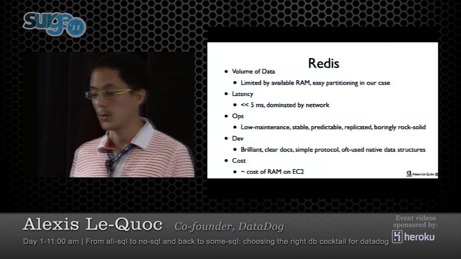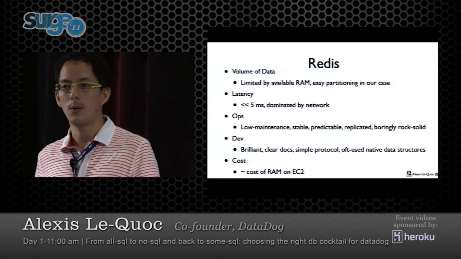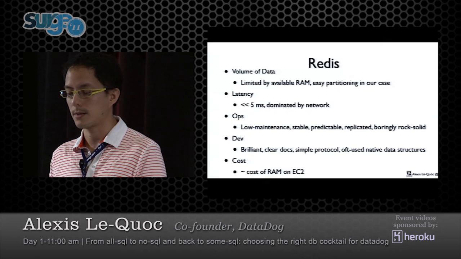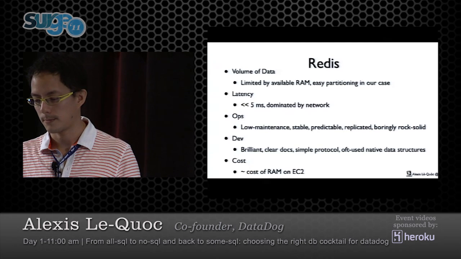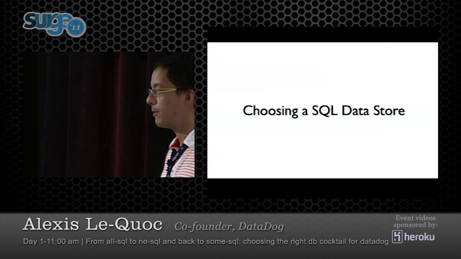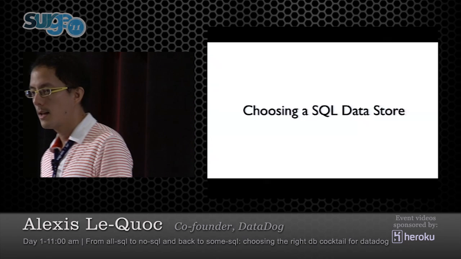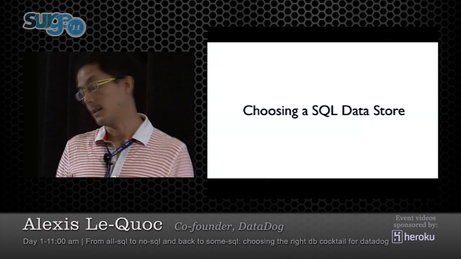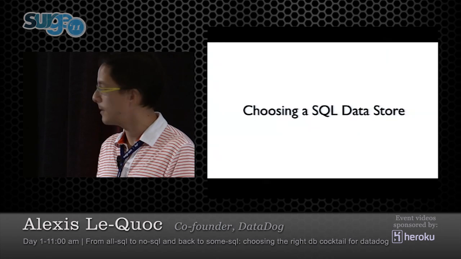From a dev perspective, it's also brilliant. The docs are clear, simple protocol. All the data structures you need are there, so it's awesome. And the cost is directly driven by the amount of RAM we need, so that's easy to predict. Somebody made an unsavory but I think powerful analogy: Redis is the AK-47 of databases, which, well, for what it is. But I think it works. Not that I've ever used an AK, but.